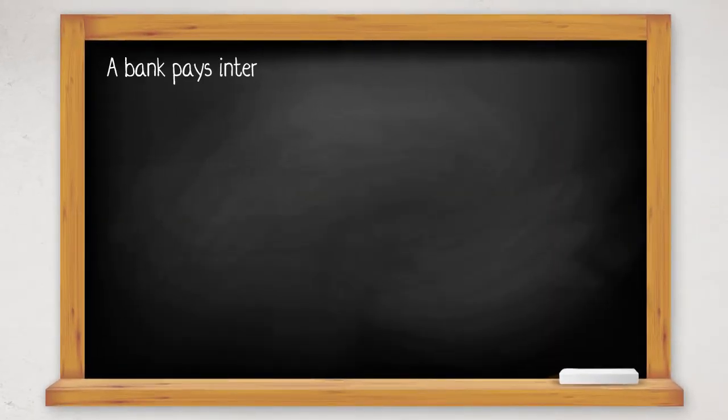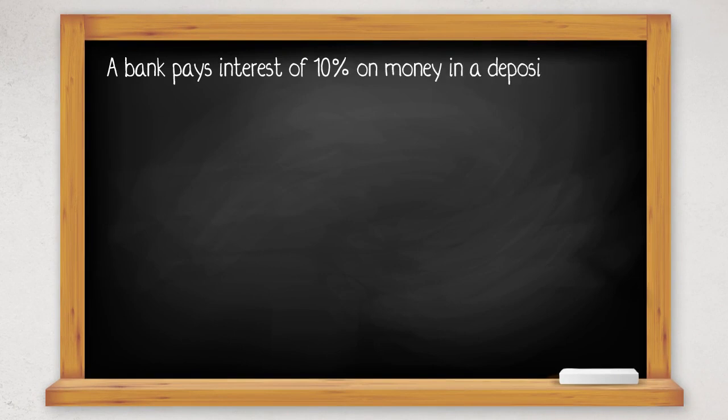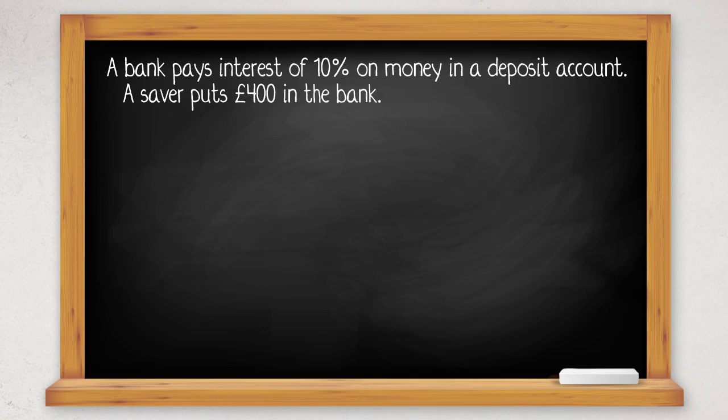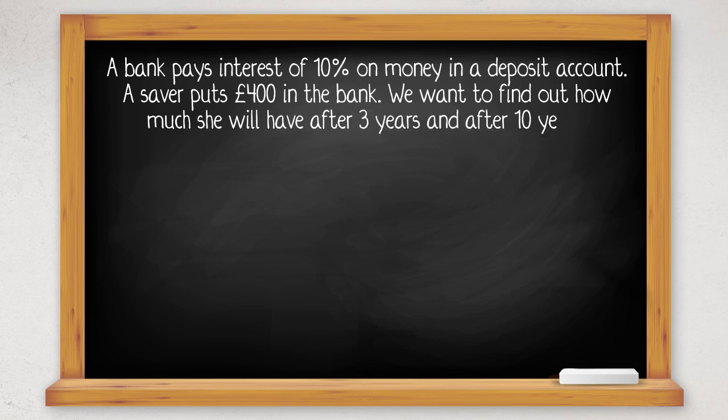A bank pays interest of 10% on money in a deposit account. A saver puts £400 in the bank. We want to find out how much she will have after 3 years and after 10 years.